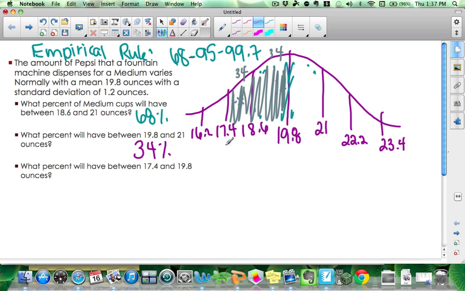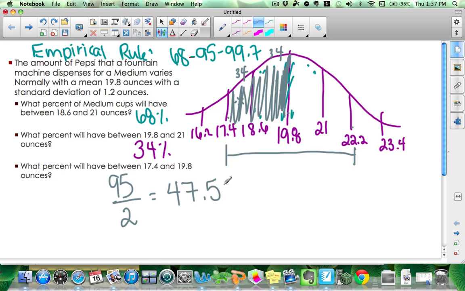What I need to look at this as is going out 2 standard deviations, but then only doing it on one side of the mean. Does that make sense? So I'm going to take 95%, which is what the answer would have been if I had gone from 17.4 all the way up to 22.2, and I'm going to cut that in half. Okay, and so my answer is going to be 47.5%.